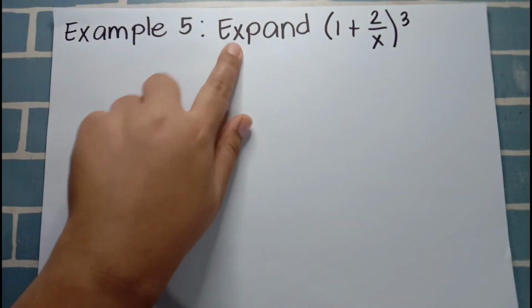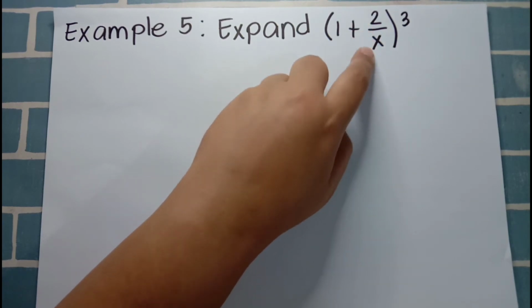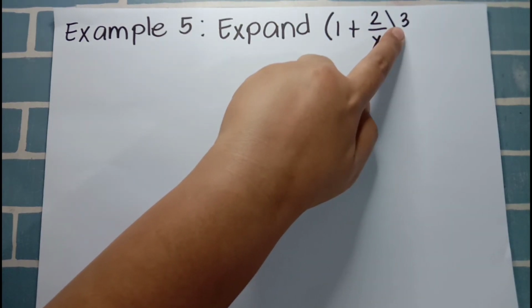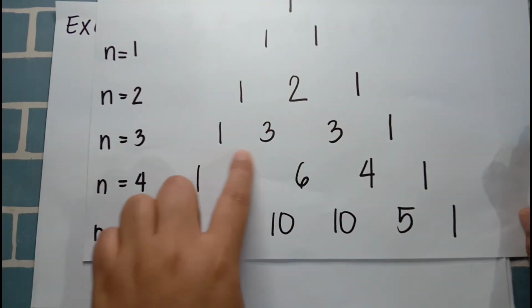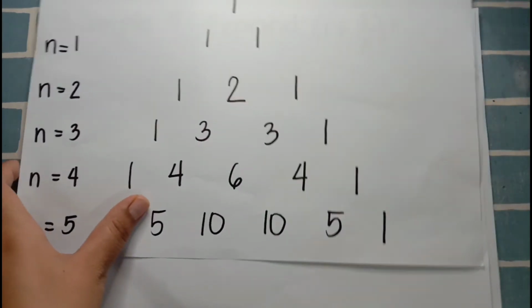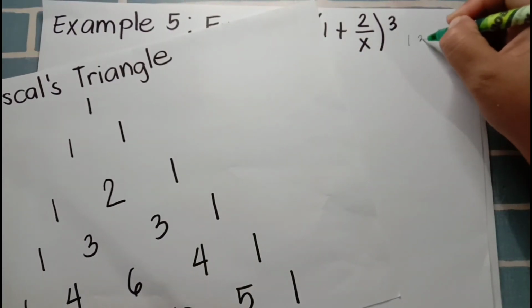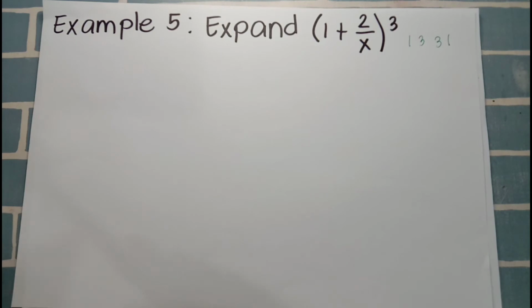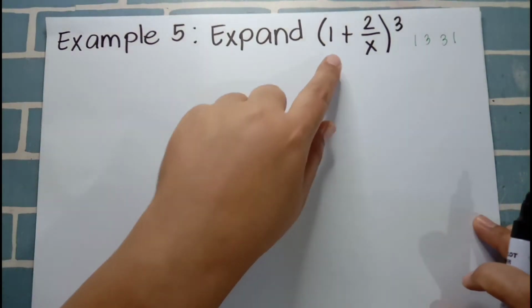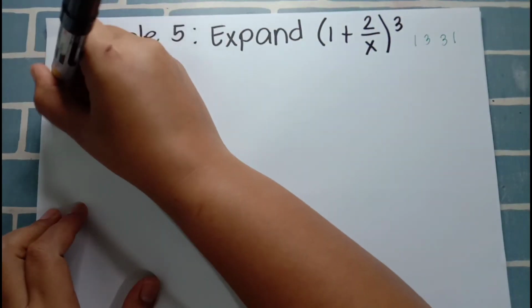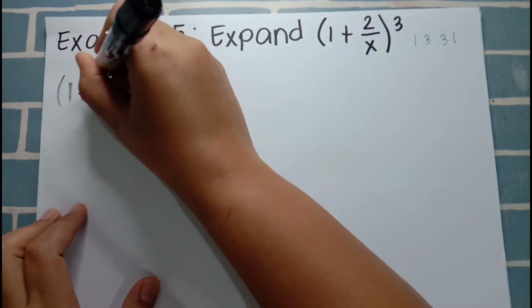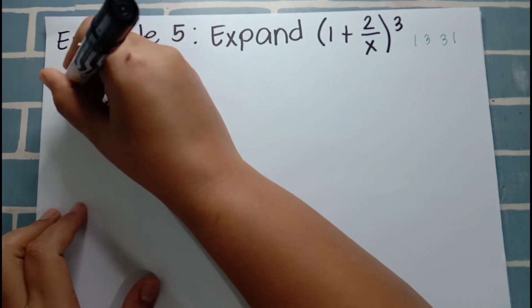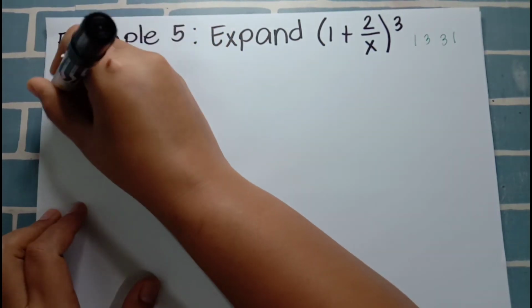Next, example number 5. Expand quantity 1 plus 2 over x cubed. Our degree is 3, therefore n is equal to 3. Looking for our Pascal's Triangle coefficient, so we will use 1, 3, 3, and 1 as our coefficients. So, Pascal's Triangle is the shortcut in solving binomials. Kaysa sa i-multiply mo siya na i-multiply by itself, so you may use a Pascal Triangle.